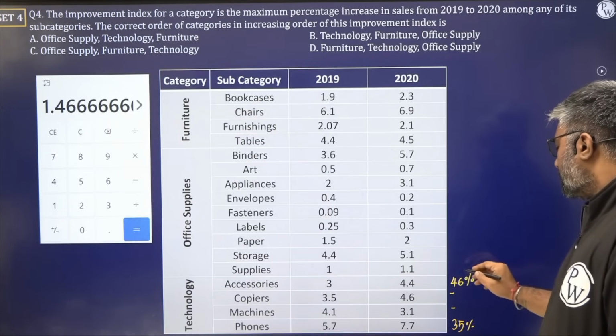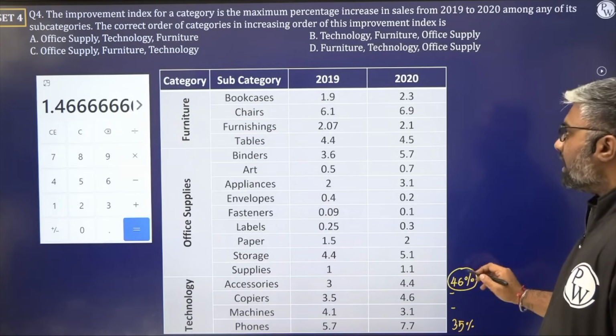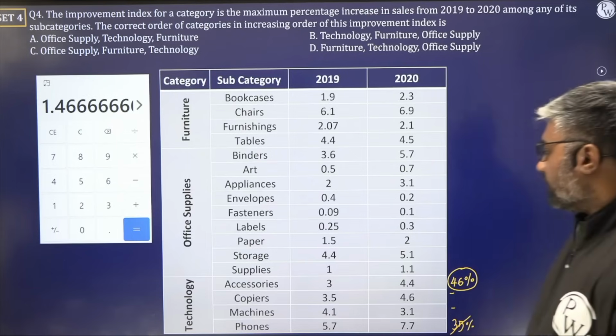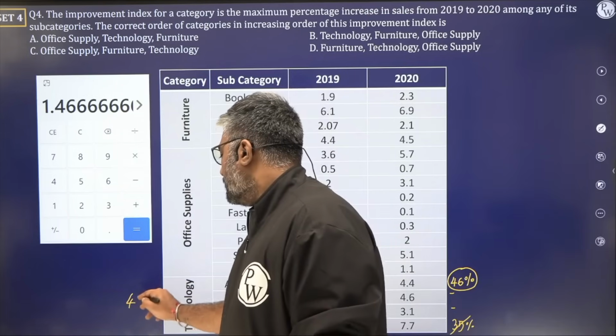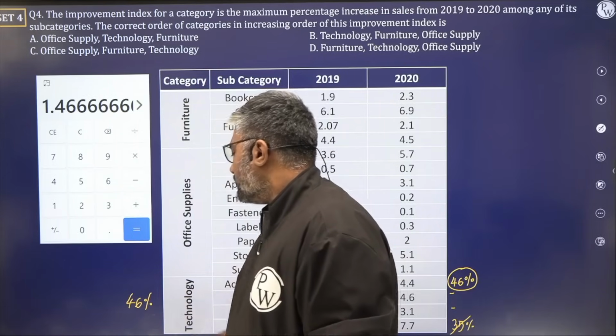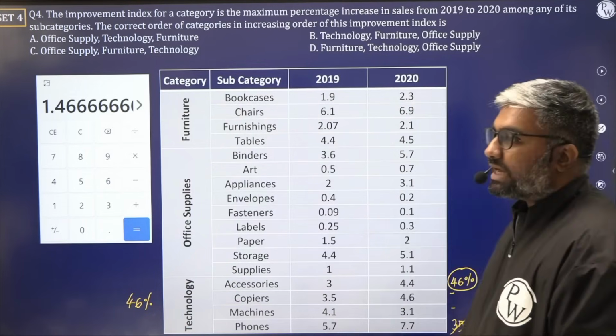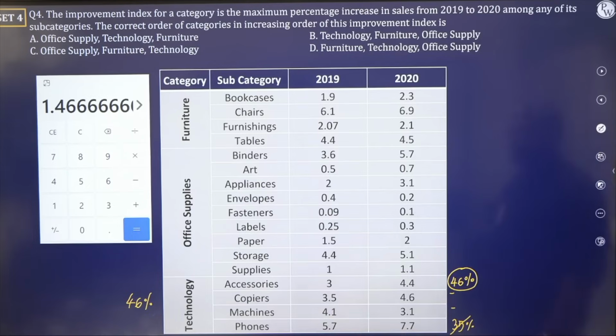Okay, so this has to be the maximum. ये है improvement index, so this is also overcome now. So technology का 46% है. Now we're looking for anything more than 46%. 46% is what? 50 के आसपास, है ना? So that's the number that we are taking and going.